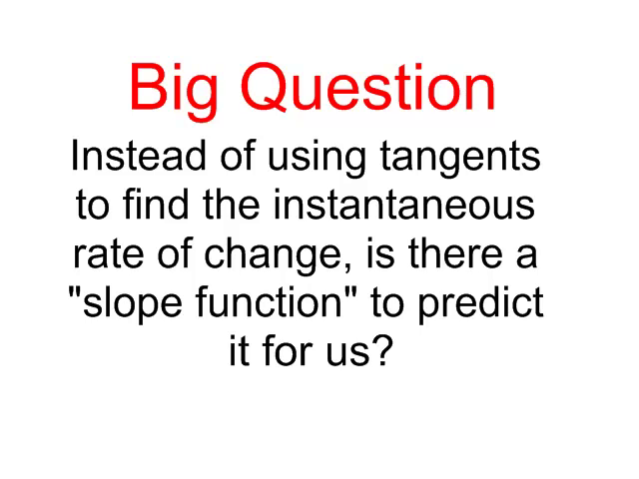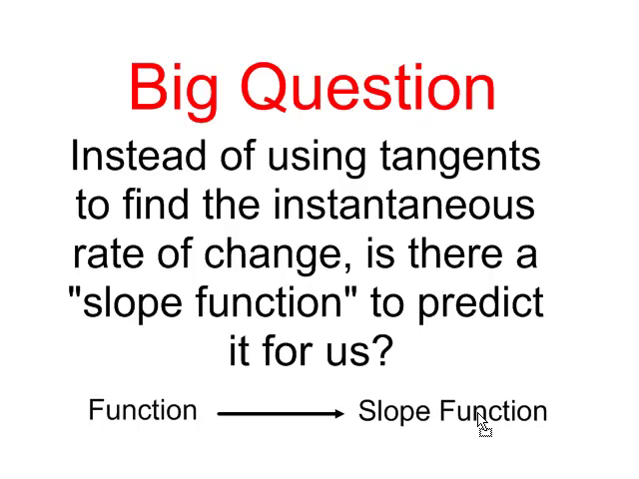We're going to be trying to answer a big question with this activity. And the question is, instead of using tangents and slopes of tangents to find instantaneous rates of change to a function, could I come up with a slope function instead that would predict it for me, instead of going to all that work of making tangents and measuring them? So, if I'm given a function, is it possible to find a slope function that's going to predict instantaneous rates of change for me?